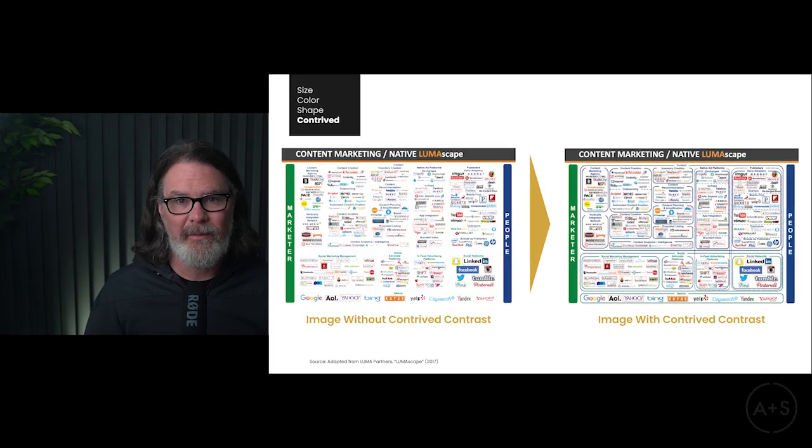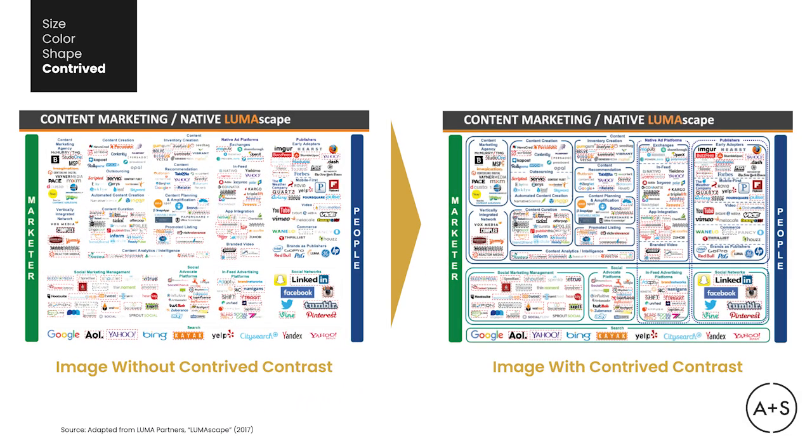You can see here the difference that it makes when we present the chart without the use of contrived contrast and then with the use of contrived contrast. When the contrived contrast is removed, those boxes and enclosures, it just looks like a sea of icons on the page. Those boxes effectively present the data as they're intended to be presented.